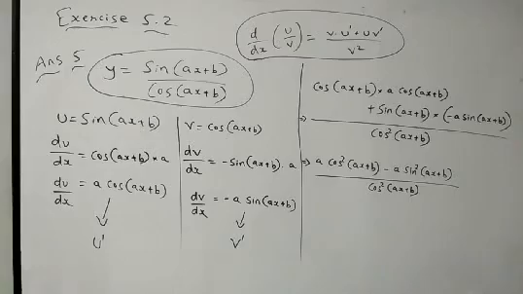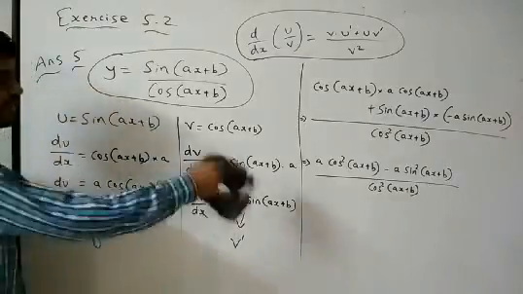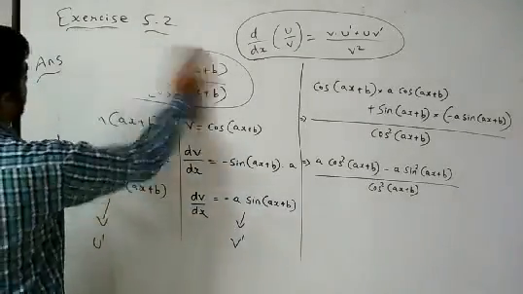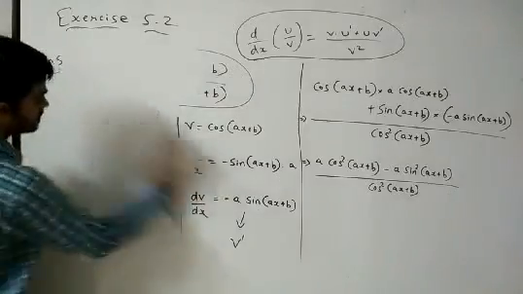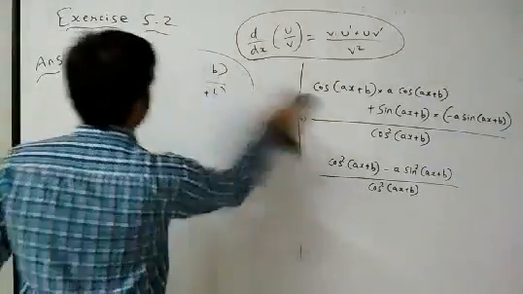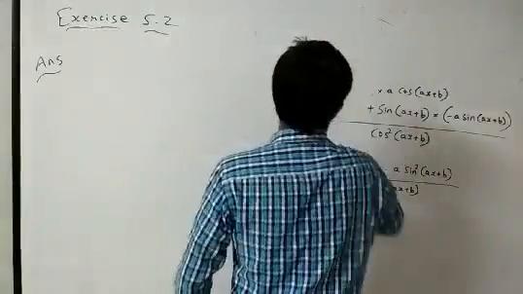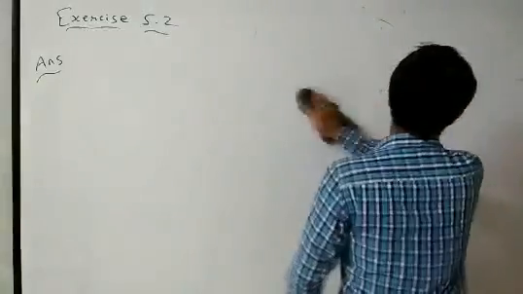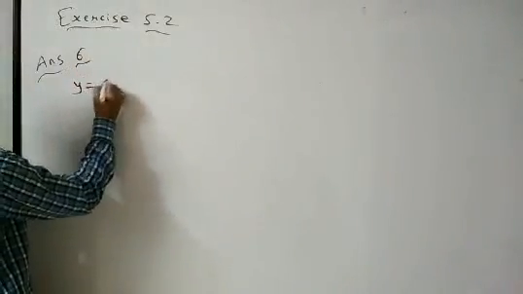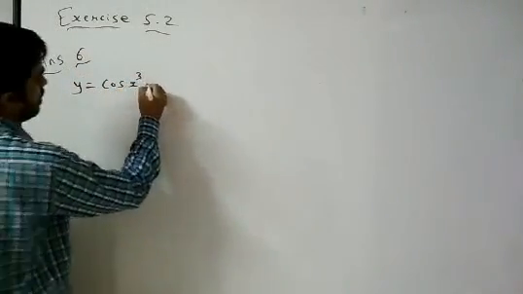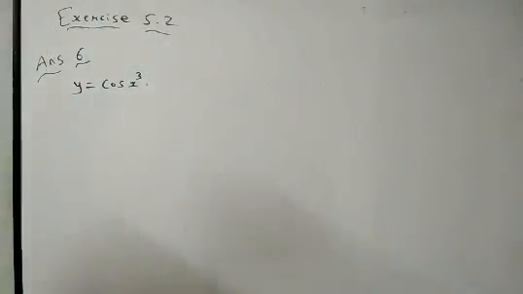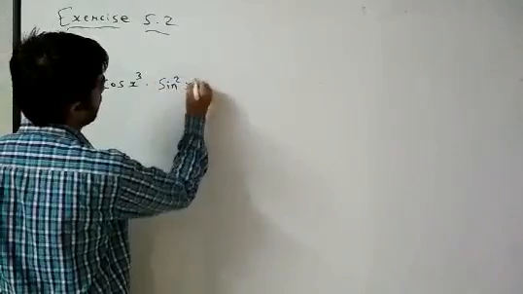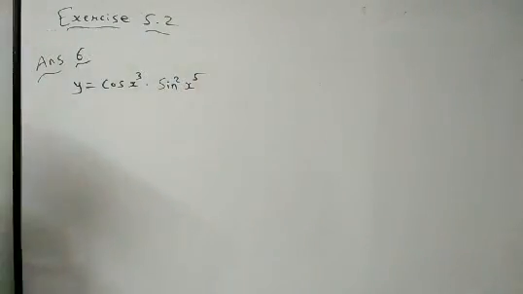That is y is equal to cos x cube. This you try to complete on your own, right? It will be very easy. Now answer 6, that is cos x cube multiplied with sin square x power 5. Yes, this is the sum.